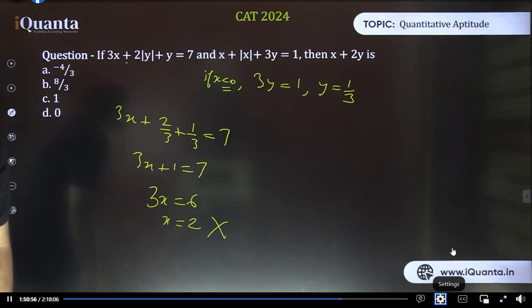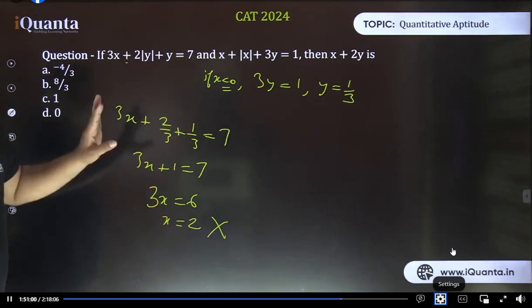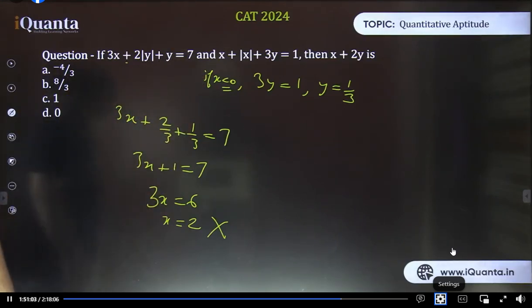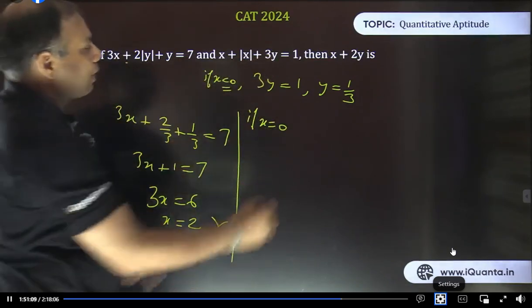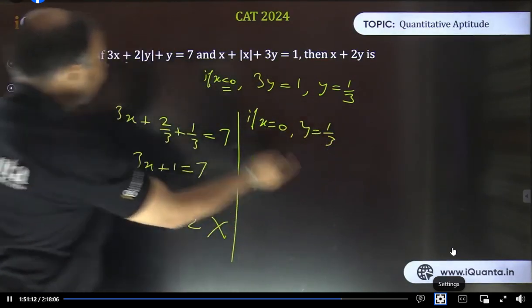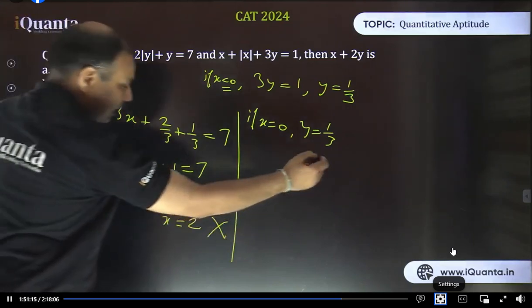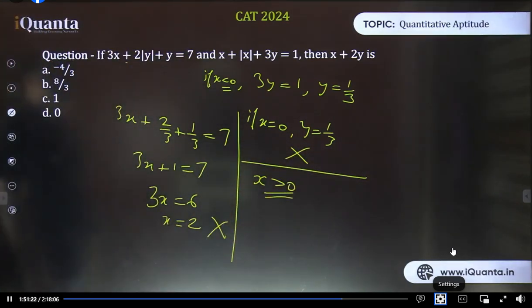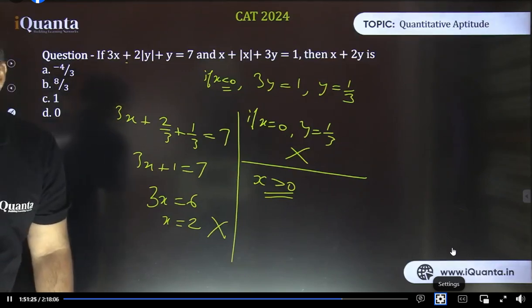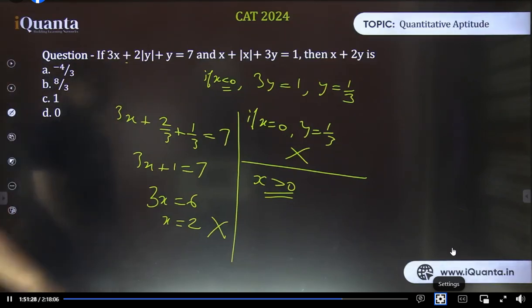Okay. So x is not negative for sure. Before positive, let's consider x equals 0 also. So if x is 0, then what happens? If x is 0, then again y equals 1 by 3. And at y equal to 1 by 3, we have just checked x is not equal to 0. So this case is also not possible. So it now confirms x is certainly positive. Okay? So it is confirmed now x is certainly positive.